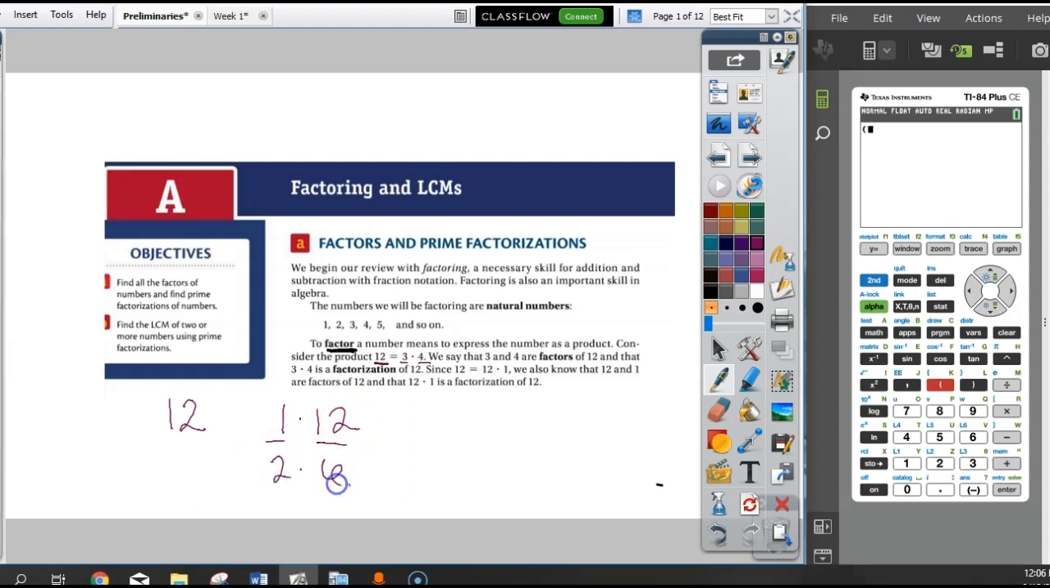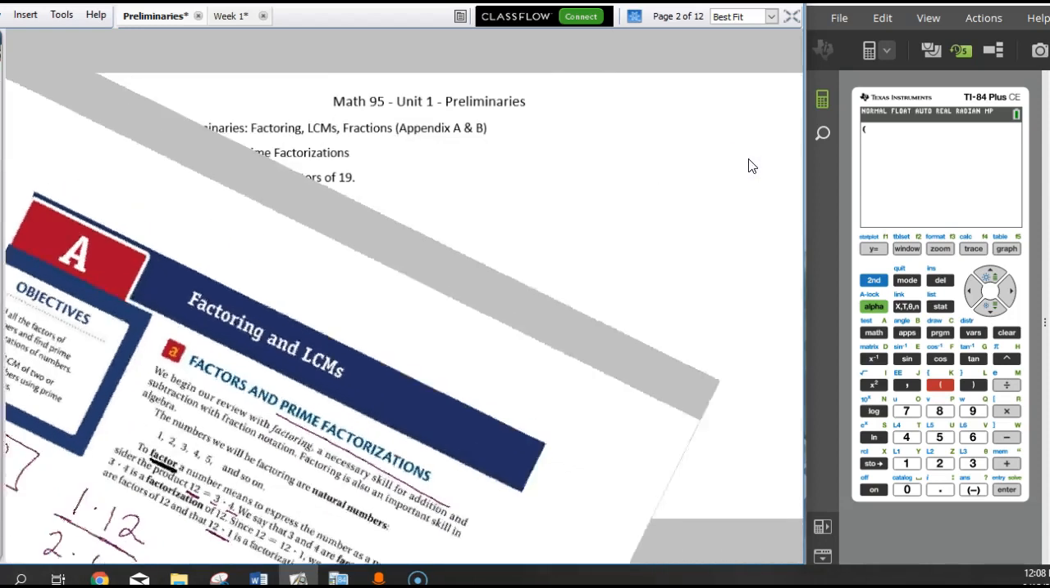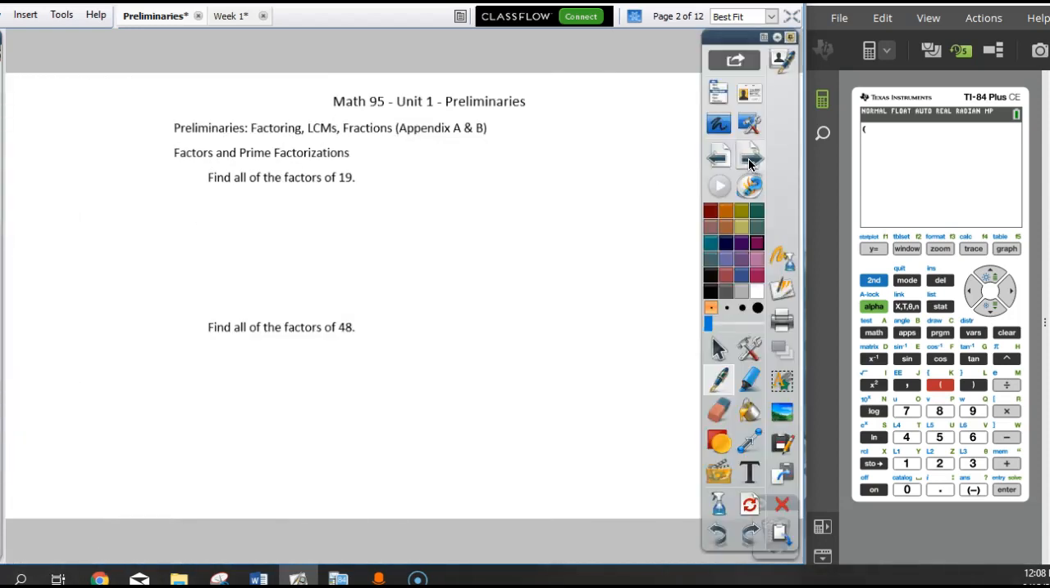2 times 6, so 2 and 6 would be factors, and then of course the 3 and 4 that we were originally given. So anytime we're asked to factor something or to find the factorization, we're asked to rewrite something in a way where we have a product of two terms or two numbers, and that's where prime factorization is going to come in. So first we're going to find all of the factors of 19.